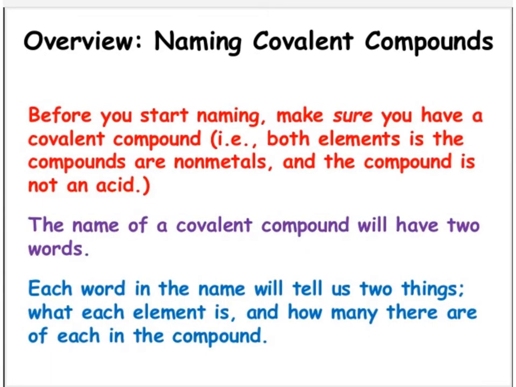Before you start naming, make sure you have a covalent compound. For example, both elements in the compound are nonmetals, and the compound is not an acid. The name of a covalent compound will have two words. Each word in the name will tell us two things: what each element is and how many there are of each in the compound.